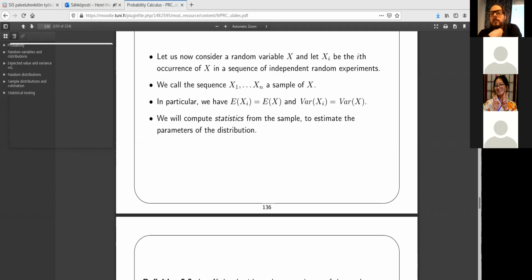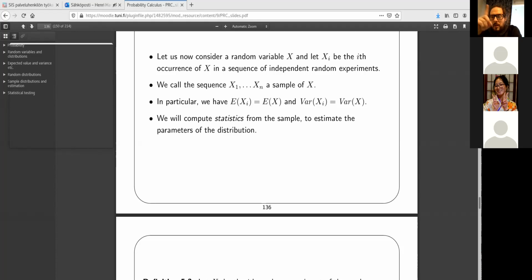Now, if we consider a random variable x, which we take an independent random experiment from. Every single occurrence xi of this random experiment is independent of all the others, and it has the same expected value and variance as x. We call this sequence of variables, first attempt, second attempt, and nth attempt or experiment, the sample of x.